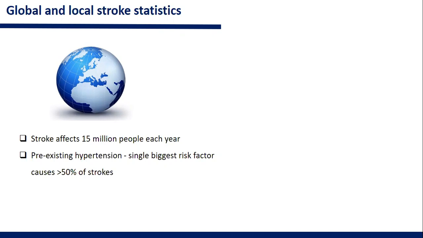Right. So starting with the global statistics of the stroke. Stroke affects millions of people around the world, many of whom die, and many remain with the permanent disability, which increases the socioeconomic burden. Pre-existing hypertension is the biggest risk factor for the stroke, as we all know, which accounts for more than 50% of the total stroke occurrence.